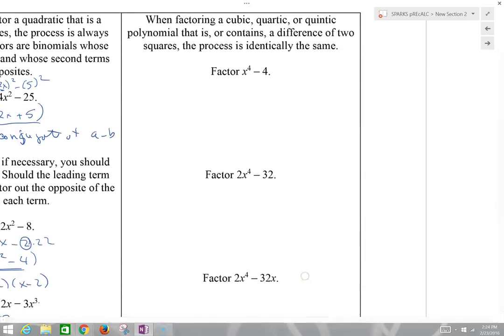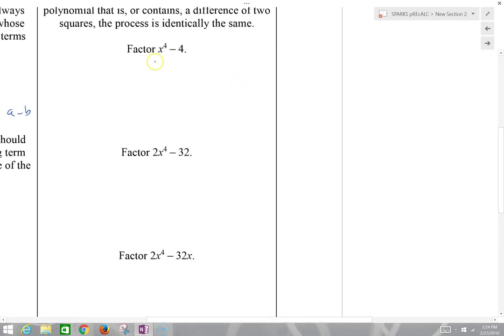So we can use the same idea of the difference of squares even if it's a higher power of x. Such as in this case, we can rewrite this as x squared minus 2 squared. And we've got these two, so we're going to have x squared plus 2 times x squared minus 2. And since 2 is not a perfect square, we are done with that one.